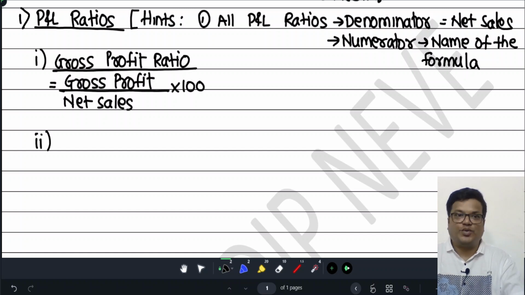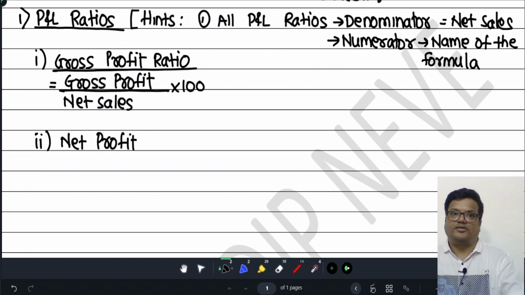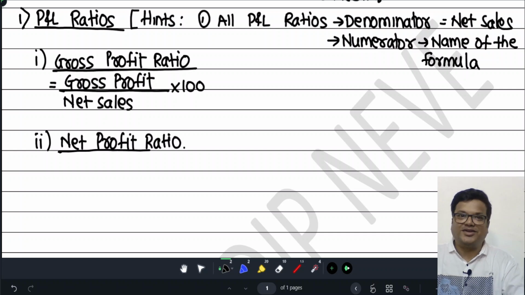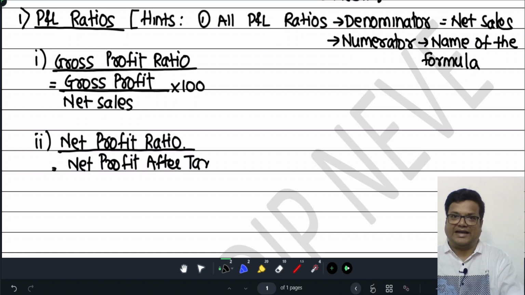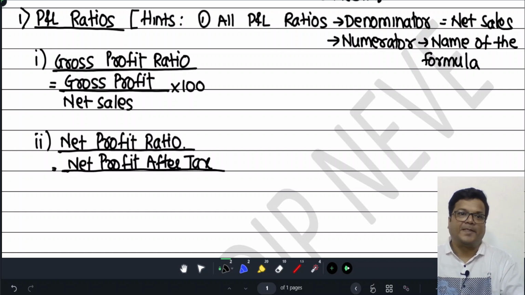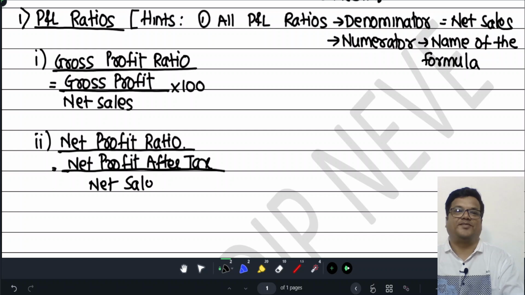Now, in the similar fashion, suppose I am going to do net profit ratio. Now you know how to answer this, correct, people? In the numerator, but obviously it's a name of the formula. So yes, net profit. Just be a little more clear that it is net profit after tax. Divided by what? That simple, guys. Net sales. No stress. Very easy.